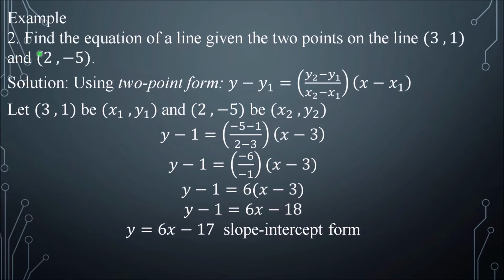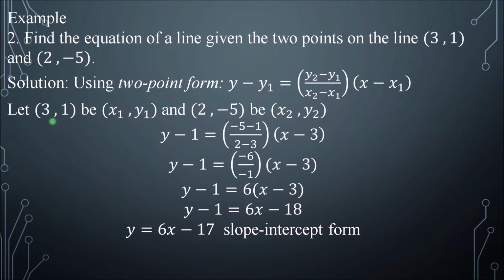Number 2. Find the equation of a line given the 2 points on the line, (3, 1) and (2, negative 5). So again, the given are 2 points, (3, 1) and (2, negative 5). So we will use the 2-point form, this form.